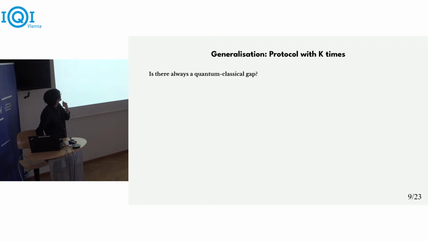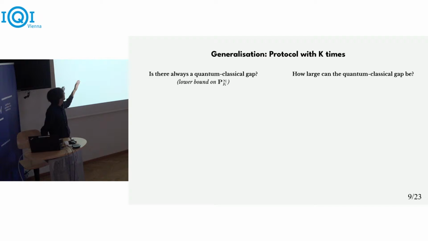And so the question is, can we actually always find a quantum classical gap for the different values of k? And how much can we actually violate the classical bound? In other words, what is the lower bound of the maximum quantum score? And what is the upper bound for the maximum quantum score? And is there always a gap? Yes, for finite odd k.